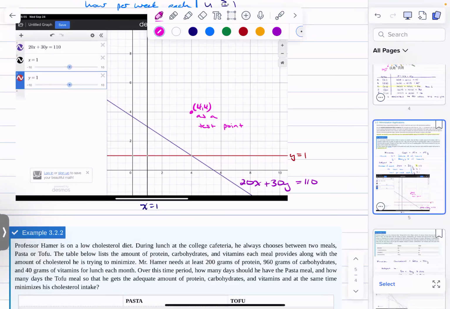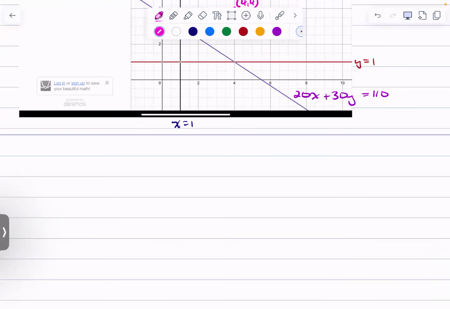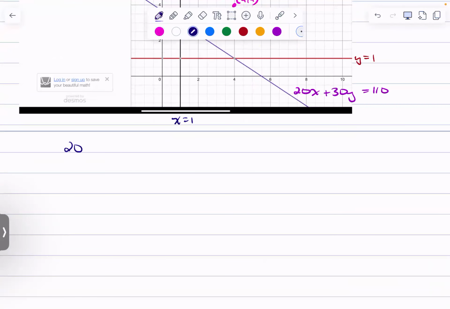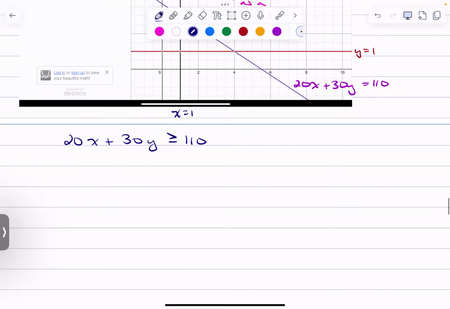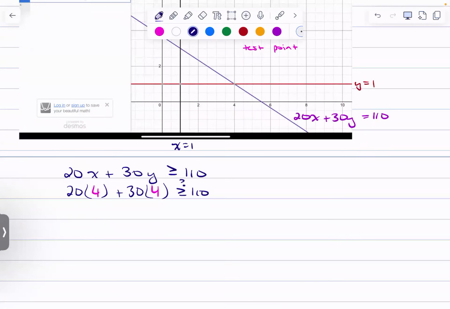So let's see here. I need pages. Let's start with 20x plus 30y has to be greater than or equal to 110. If I'm using x is 4 and y is 4 as my test point, I want to know if it's greater than or equal to 110. 120 plus 80, 200. Yeah, 200.